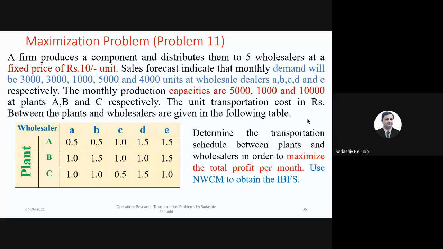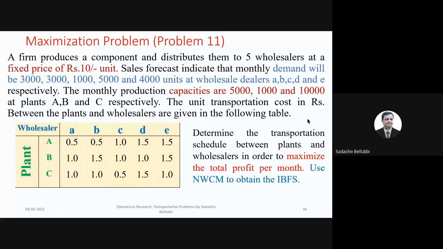First, we need to formulate the transportation problem, I mean a maximization problem. After that, you need to convert it into a minimization problem and solve by NWCM. Next, you need to get the answer from the profit matrix only. So this is our aim.